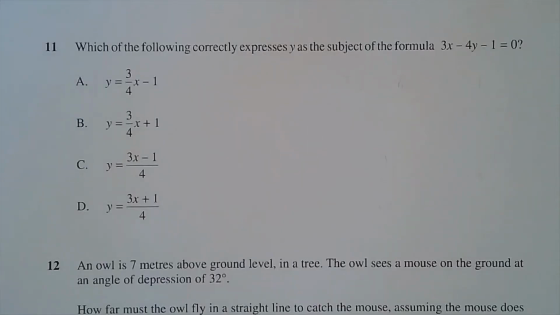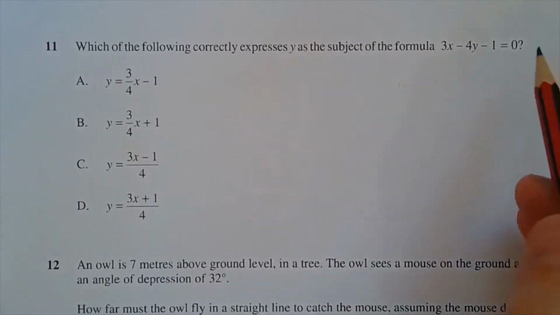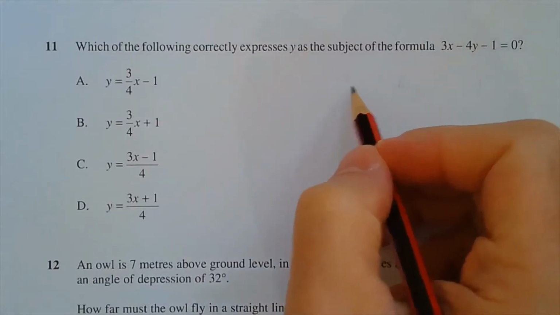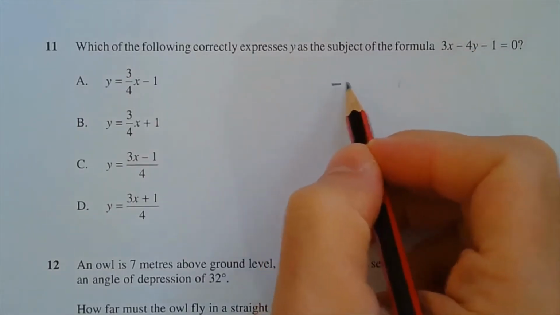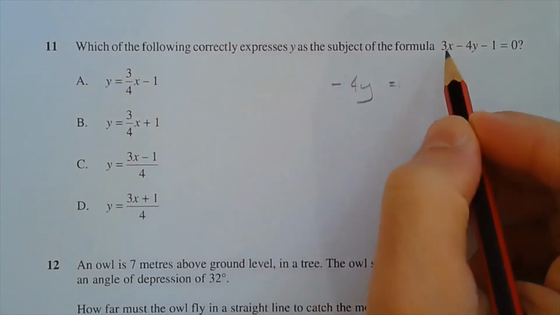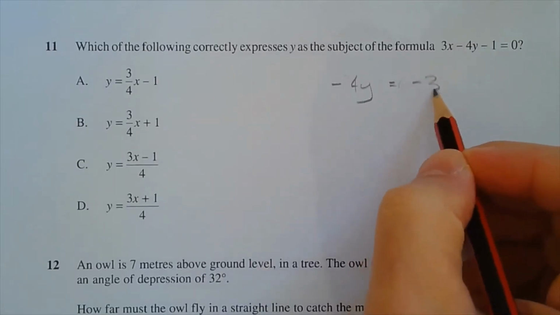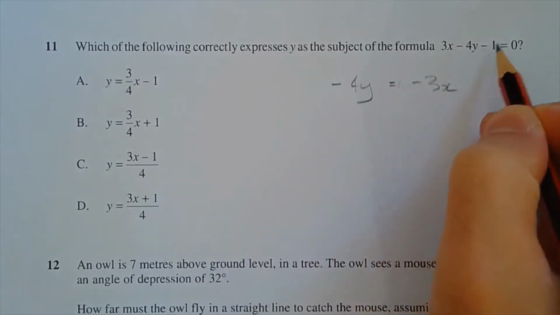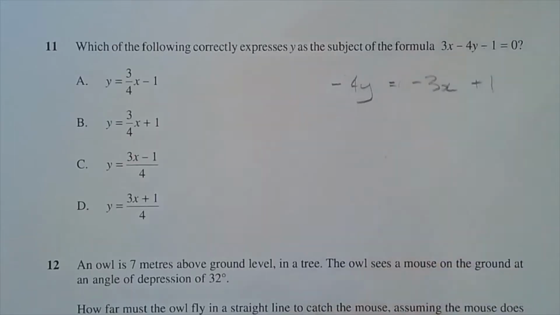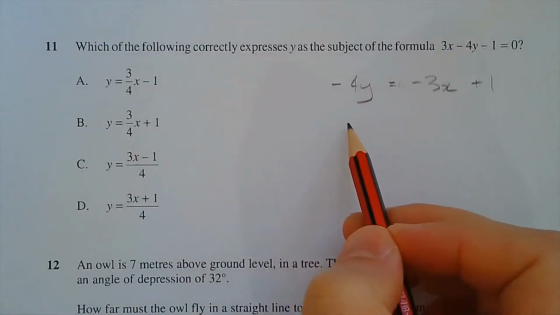Question 11. Which of the following correctly expresses y as the subject of the formula 3x minus 4y minus 1 equals 0? So what we're going to do, we're going to leave the negative 4y alone. We're going to move the 3x over, so it becomes negative 3x, and we're going to move the negative 1 over to the other side, and it becomes positive 1. Next thing we're going to do is divide by negative 1.